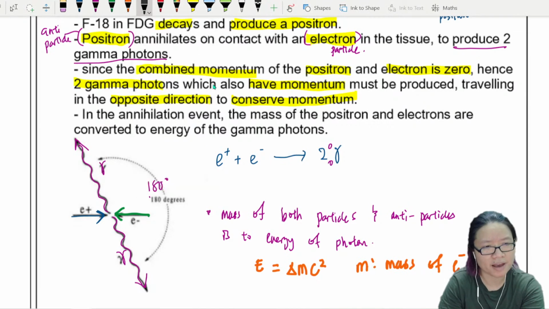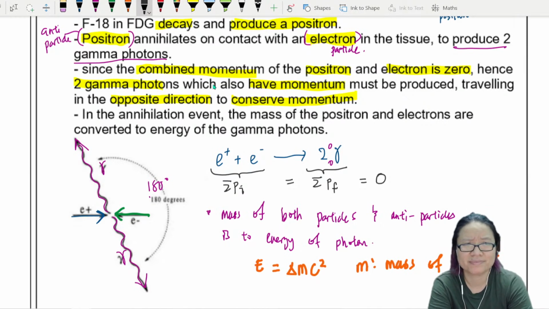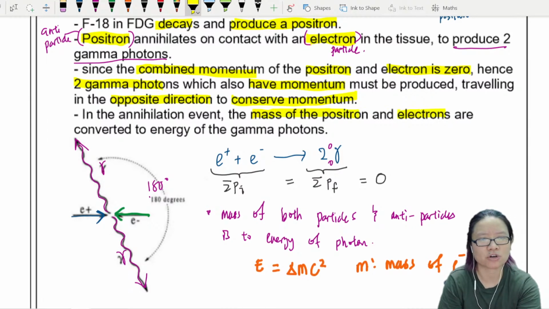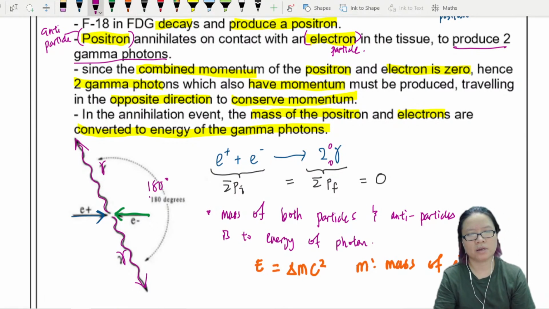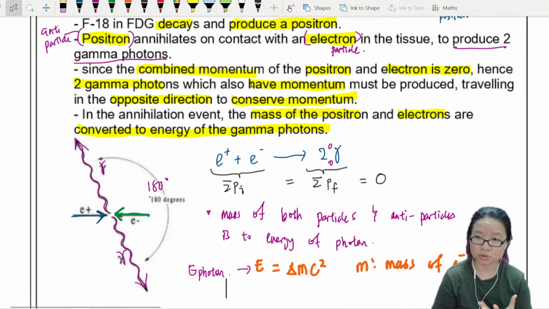So let us write that down onto our chemical equation. Here to here, what we have is the sum of your initial momentum. By conservation of momentum, it must be the same as the sum of the final momentum. And the sum of the initial and the final momentum must be 0, because the electron and the positron, during the reaction, are not really having any speed. In this annihilation event, as mentioned just now, the mass of the positron and electron is converted to energy of gamma photons. So the energy of the photon is calculated using the mass defect equation, E equals delta mc squared. All right.